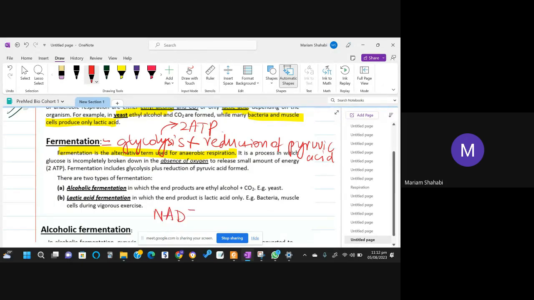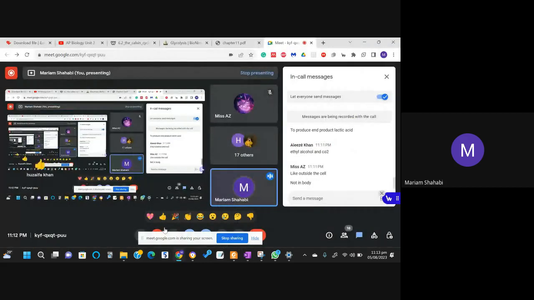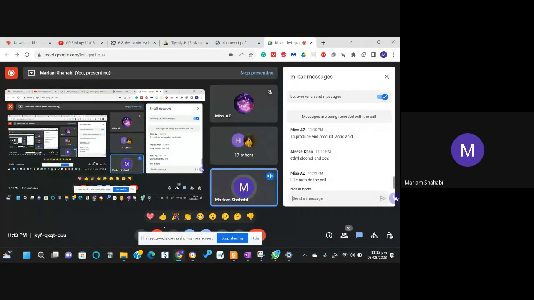To get your NAD plus back, you need to convert it... Sorry, you need to convert it to NAD plus. ठीक है, NADH को आपको convert करना है इसमें. और ये conversion कैसे होगा? जब ये अपना एक इलेक्ट्रॉन दे देगा वापस, जब वो एक इलेक्ट्रॉन अपना पायरुविक एसिड को देगा, तो पायरुविक एसिड रिड्यूस हो जाएगा, आपको NAD plus मिल जाएगा दोबारा. Is that clear? This is the importance of fermentation. This is why anaerobic respiration is happening, this is why it's happening.